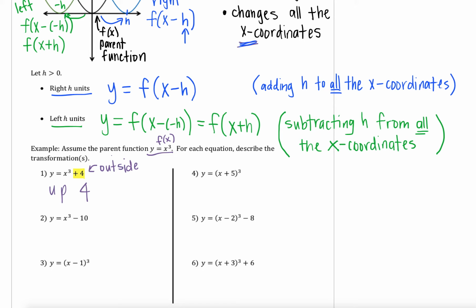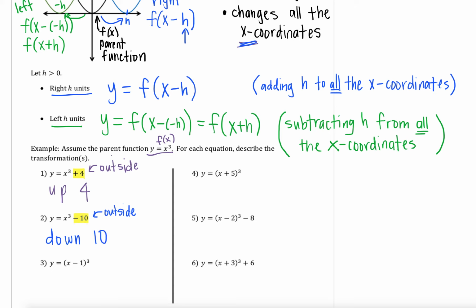Let's look at example 2. So in example 2, we have y equals x cubed minus 10. Again, the x cubed is our parent function, so the extra stuff that is happening here is coming from that minus 10. Now, is that minus 10 happening inside or outside the function? That minus 10 is happening outside the function since it's being subtracted from the original x cubed. That tells me that this is going to be a vertical shift, and the fact that we are subtracting 10 means that we are going down 10.